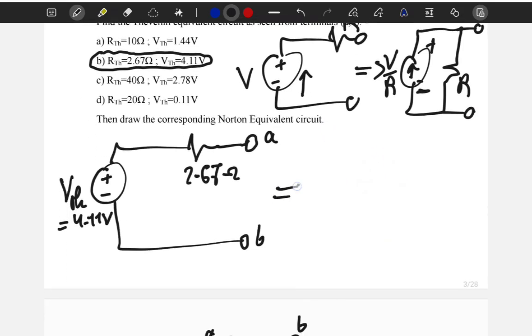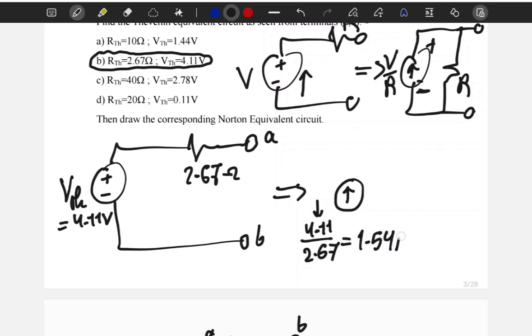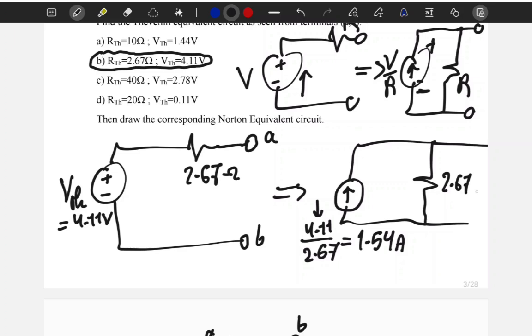So in here, what I can do is draw a current like this from minus to plus. The value of this current is going to be I Norton, which is the voltage divided by the resistance I got, which is 2.67. We find 1.54 amperes. Okay, and then we keep the resistor as is. This resistor is going to have a value 2.67, like this. Okay, this right here is the Norton equivalent circuit. So we just applied source transformation.